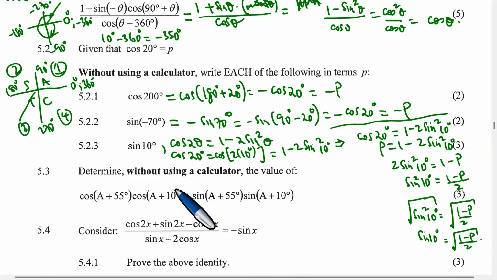So now determine without the use of a calculator the value of this. So in other words, what is sine 10? Sine 10 can be seen as the square root of 1 minus P over 2.